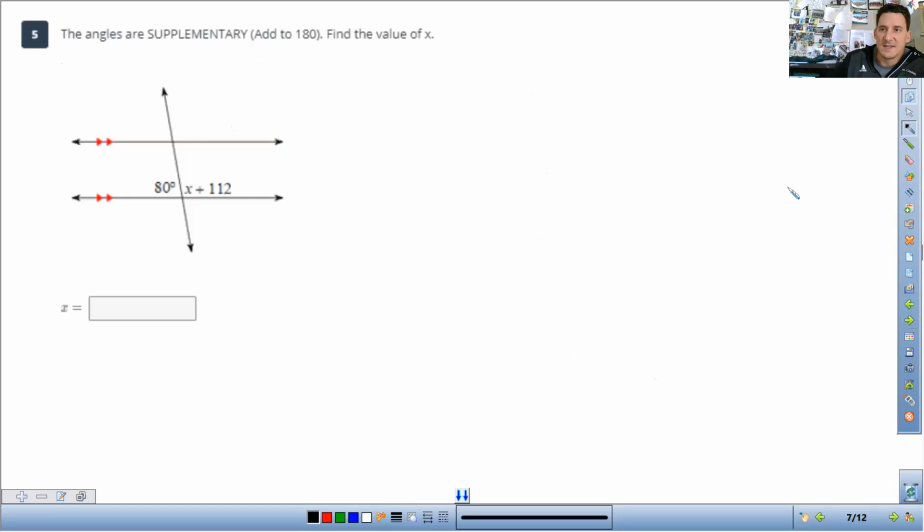So again, another example of supplementary. Wrong one. So I'm going to make the checkerboard pattern here. Since the 80 and the x plus 112 are different colors, those add to 180. So I'm going to do 80 plus x plus 112 is equal to 180.